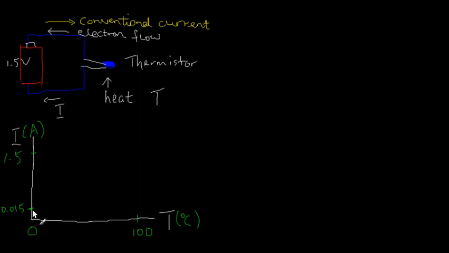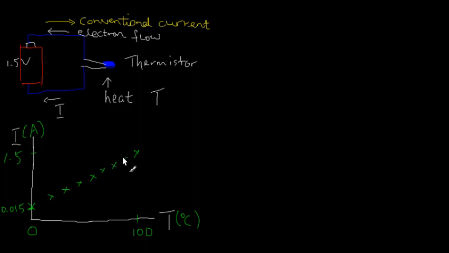So if I plot these 2 points, at 0 degrees Celsius, I'll get a point here. At 100 degrees Celsius, I'll get a point there. So I can imagine in between, as I increase the temperature, I write down the values of the temperatures at maybe 10 degree intervals and the current at those points, so that I can plot a graph.